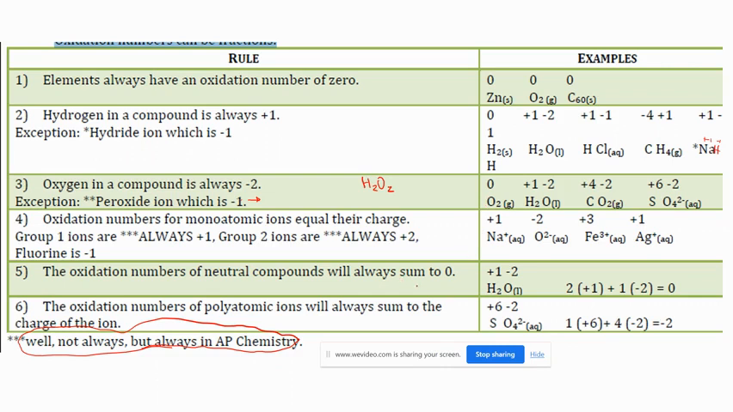Oxidation numbers of neutral compounds always add up to 0. So you've got 2 H at +1 and an O at -2. That's going to be a 0. Oxidation numbers of polyatomic ions will always add up to the charge of that polyatomic ion.